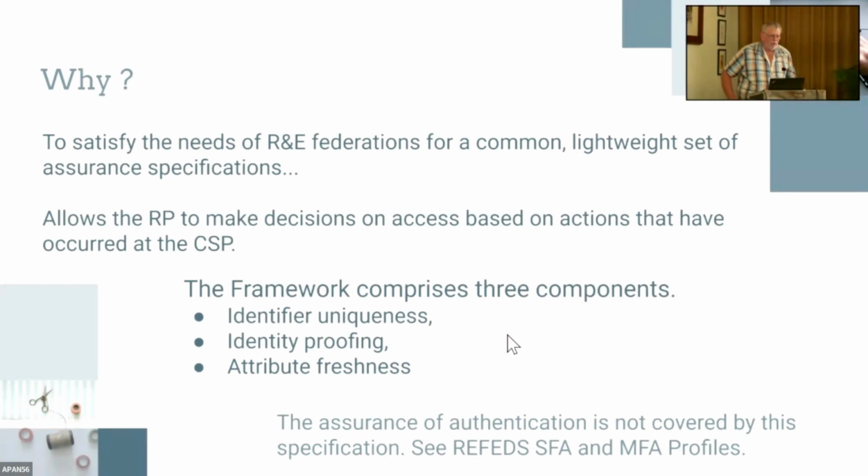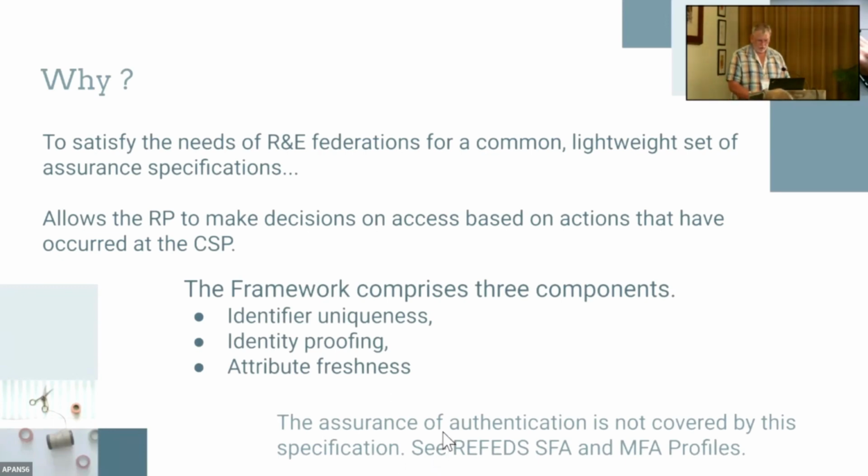So why do we have an assurance framework? It's to satisfy the needs of the Research and Education Federation for a common lightweight set of assurance specifications. Now, these specifications are different from the multi-factor assurance, which is dealing just with your credentials and how you log in. This is more about who you are, improving that, and some other information about identity uniqueness and attribute freshness. This profile allows a relying party to make decisions on access based on the actions that have occurred at the CSP or the IDP.